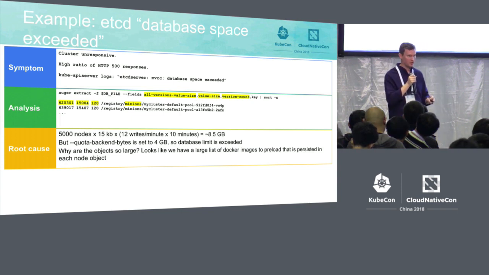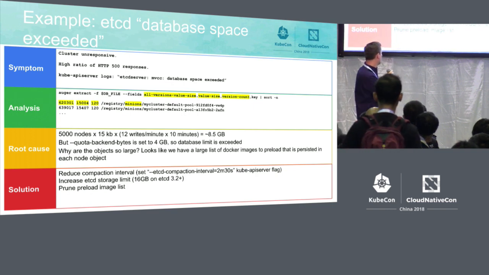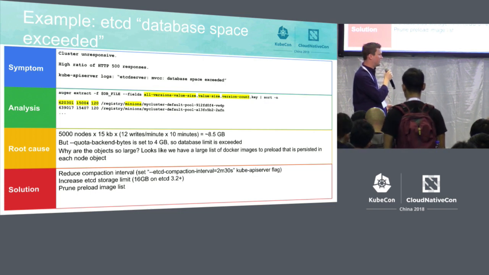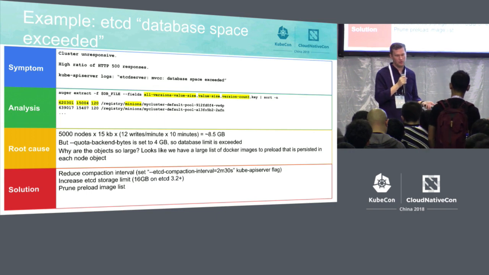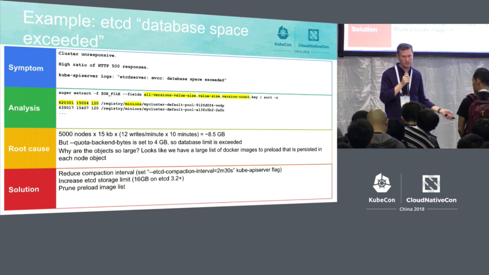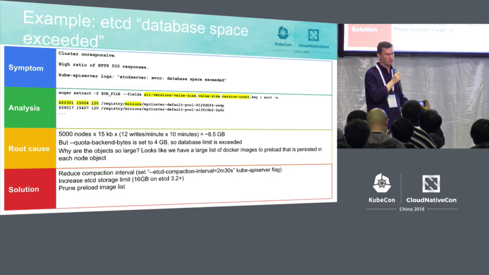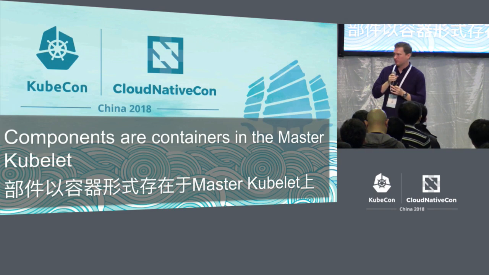But this is taking up a bunch of space. There's 3 things you could do to resolve these problems. You could reduce the compaction interval. That'll cut your storage space in half, because you'll be storing half as much history. You could increase the etcd storage size. There's no reason it has to stay at 4 gigs. You could go to 8 or 16. Or you could reduce that preload image list, and you'd be back to a reasonable size. I will hand it off to Wenjia for the next examples.